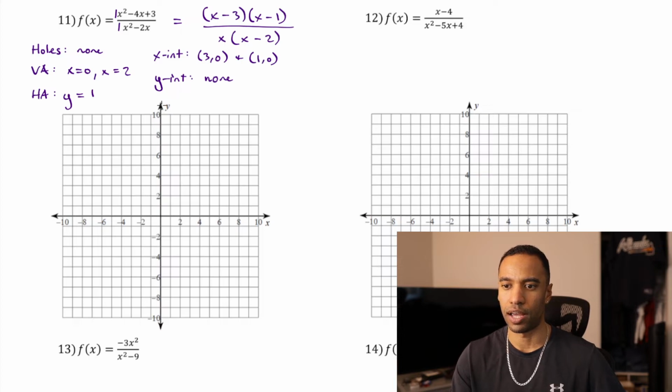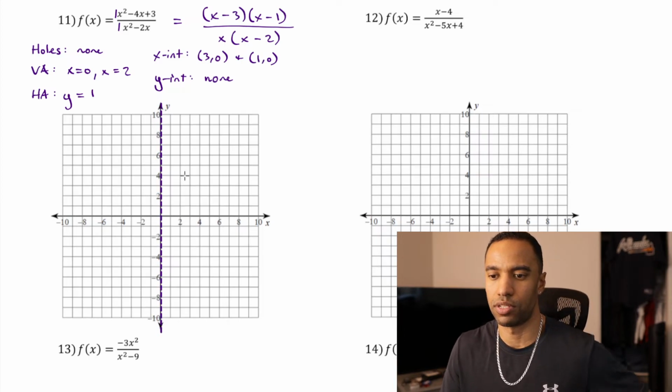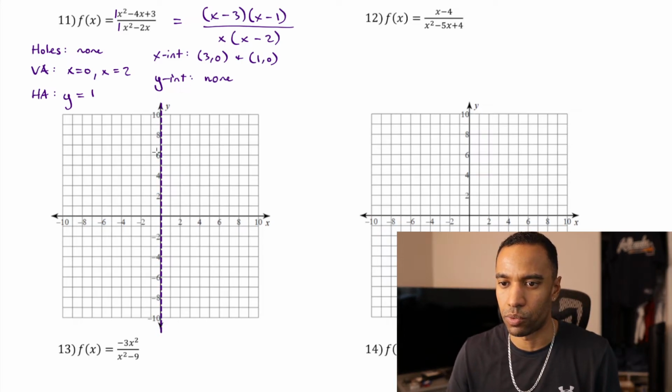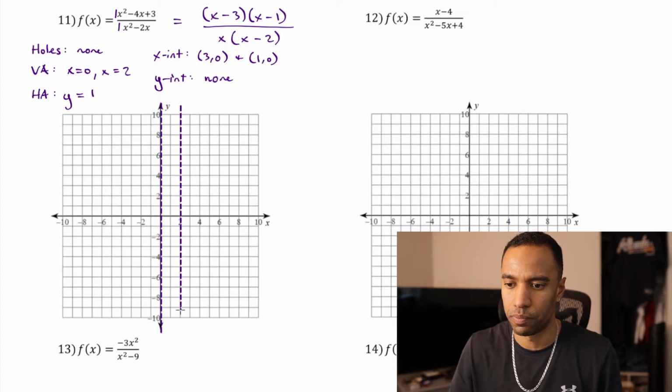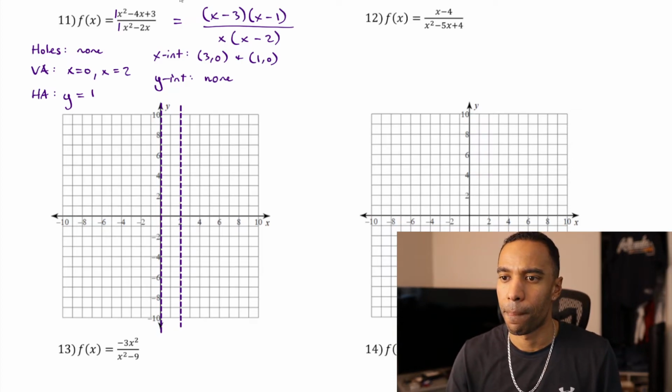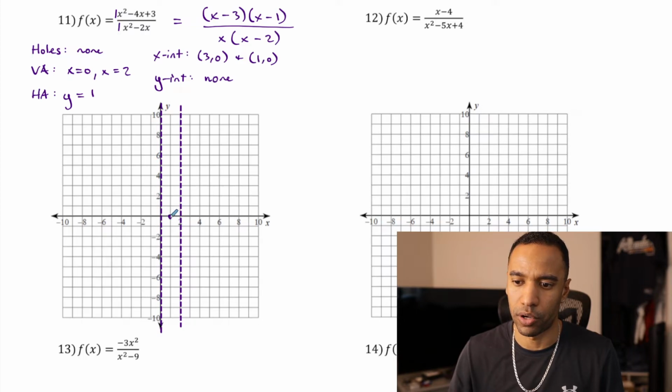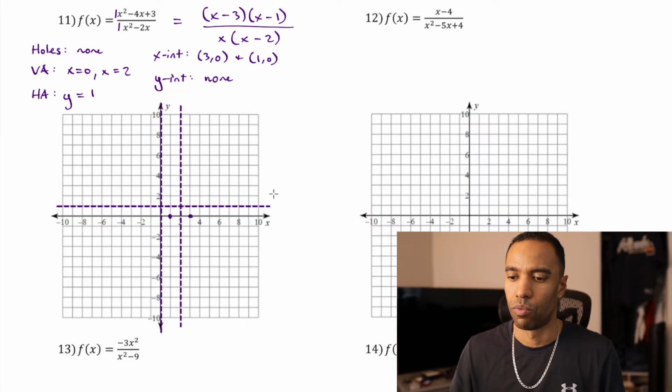I'm going to draw my vertical asymptotes here at x equals 0 and at x equals 2. We have x-intercepts at (1, 0) and (3, 0). We have a horizontal asymptote at y equals 1. Okay.